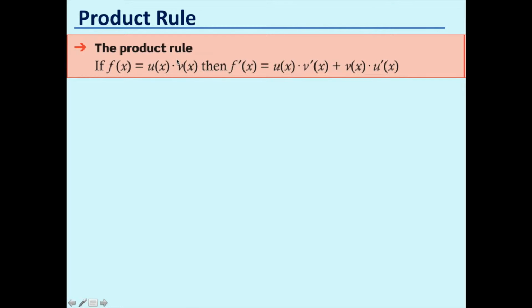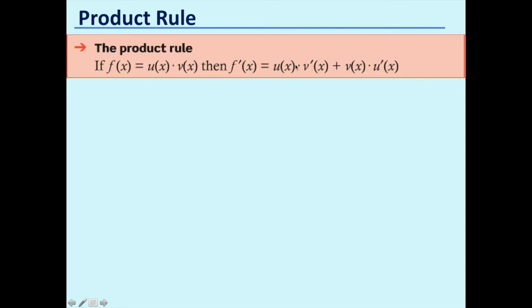Now, when we have operations where we've got two functions which we're multiplying together, we can't actually do that. We're going to have a look now at how we use the product rule to differentiate functions like this, where we have two different components. So if our function is u of x multiplied by v of x, then the derivative, f dash x, is going to be the first function times the derivative of the second function plus the second function multiplied by the derivative of the first function.